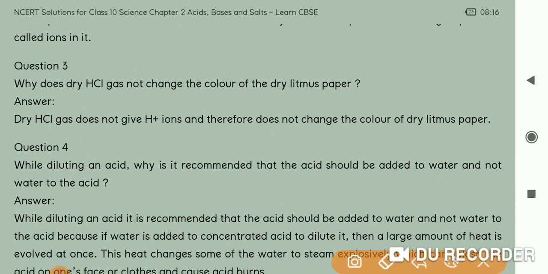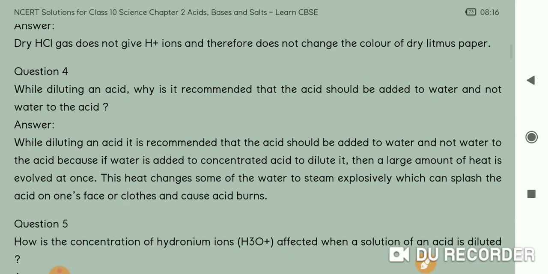Question number 4, while diluting an acid, why is it recommended that the acid should be added to water, not the water to acid? Okay, so a very important precaution based question. While diluting an acid, it is recommended that we add acid to the water. Reason is that if water is added to concentrated acid to dilute it, that means the pure acid is taken and you add the water, then a large amount of heat is released at once.